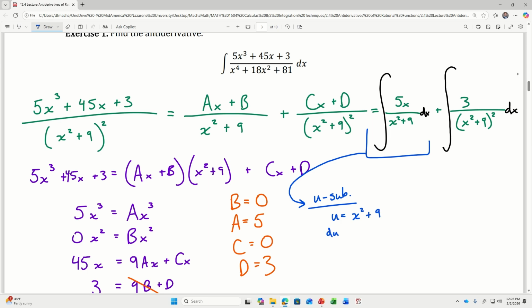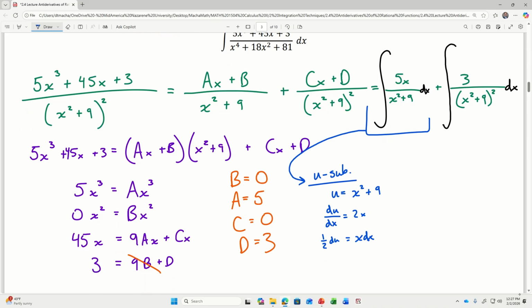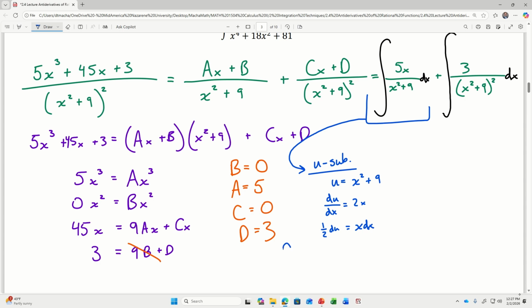And that way, the derivative of u with respect to x would be 2x. And so I can replace x dx with 1/2 du. And I see an x dx in the numerator of this integral. And so we're going to write antiderivative of 5/2 1/u du.